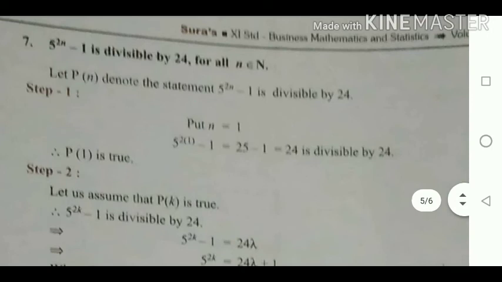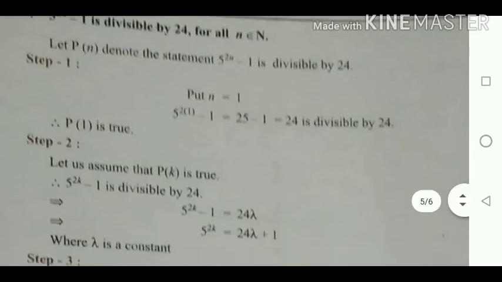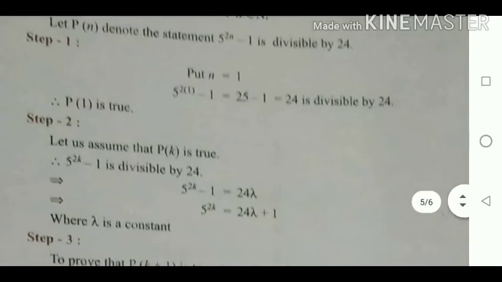Then 7th question, 5 power 2n minus 1 is divisible by 24 for all n belongs to natural number. So let P of n denote the statement 5 power 2n minus 1 is divisible by 24. In step 1, P of n with n equal to 1, we are getting the value 24, which is divisible by 24. Therefore, P of 1 is true.